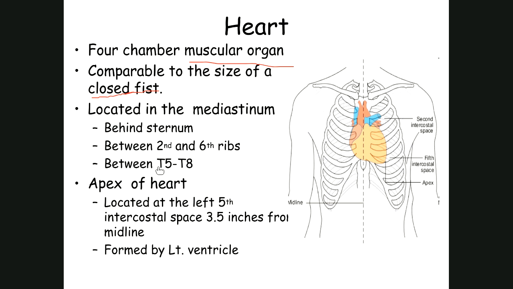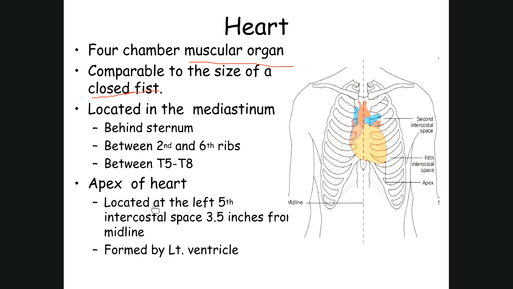T means the thoracic. Always remember, from now onwards, T means the thoracic vertebra. Whenever you get a number like T5 or C5, these are the resemblance for the vertebral column. How is the vertebral column divided? It is divided into cervical, thoracic, lumbar, and sacral, like that. So T stands for thoracic vertebra. Okay, the apex of the heart.